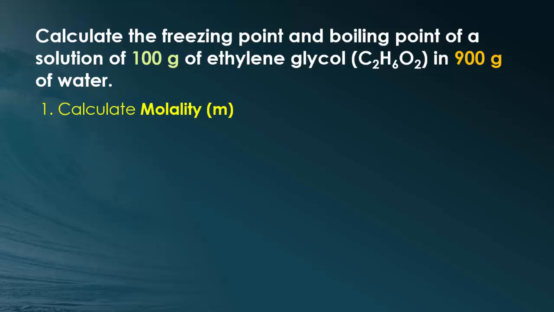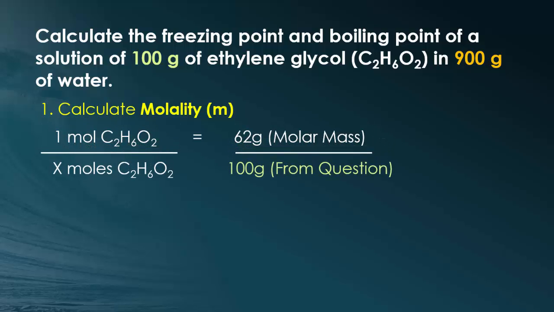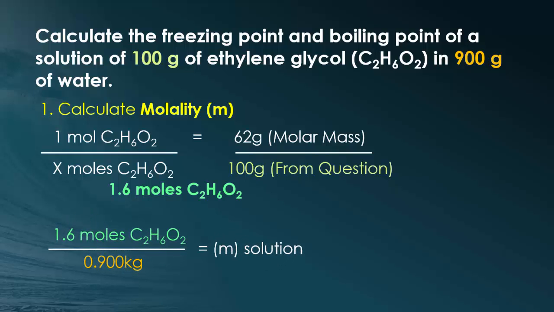All right? So we know we have 100 grams of ethylene glycol, and we know its formula is C2H6O2. So the first thing we have to do is say, well, what is 1 mole equal to? 1 mole of ethylene glycol is equal to 62 grams. I have 100 grams, so when we set up our proportion, we should realize that the number of moles we have is 1.6 moles.